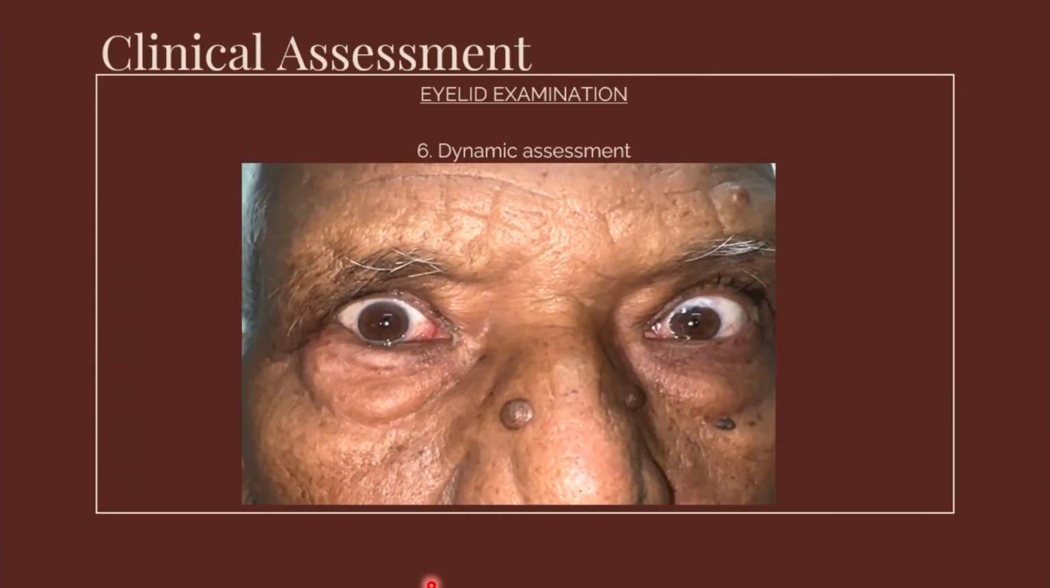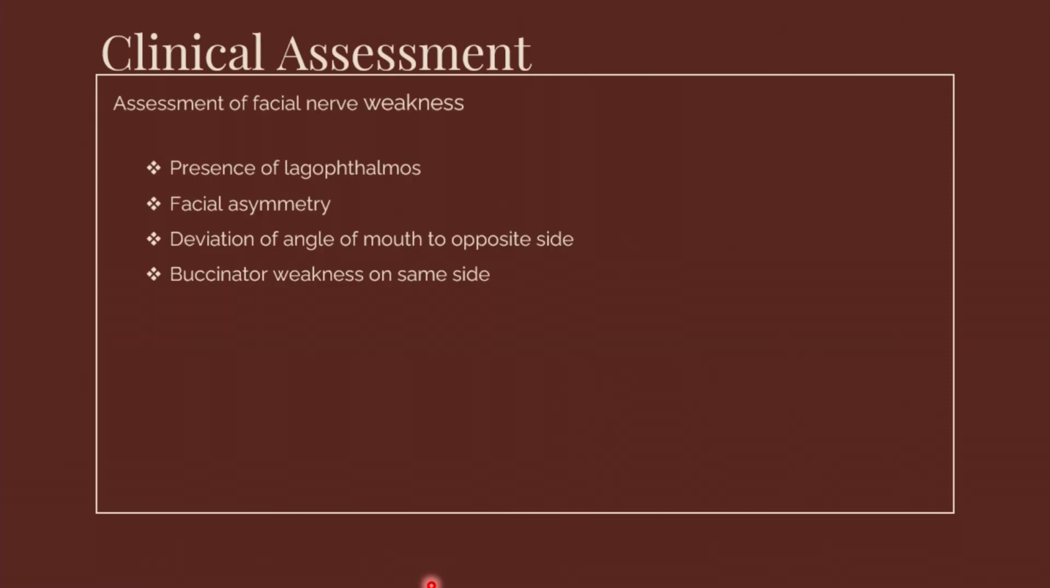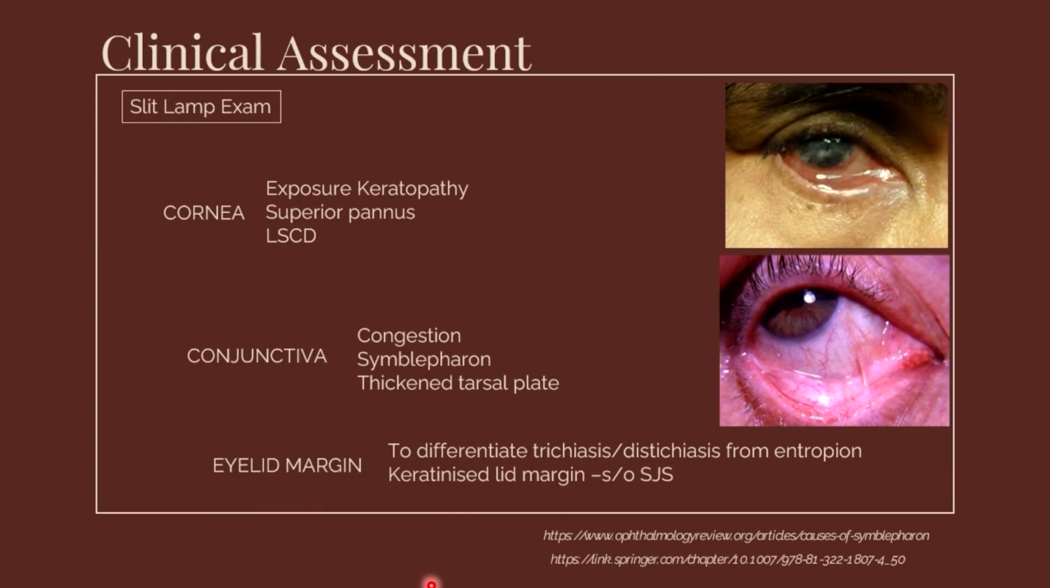You can see that the right lower lid is much more fuller as compared to that of the left. So that is an indication that there is an orbicularis overriding in that area per se. Okay, below that is a fat prolapse, but you look just above that. Then we also assess for any facial nerve weakness. We look for lagophthalmos, facial asymmetry, or any deviation of the angle of mouth.